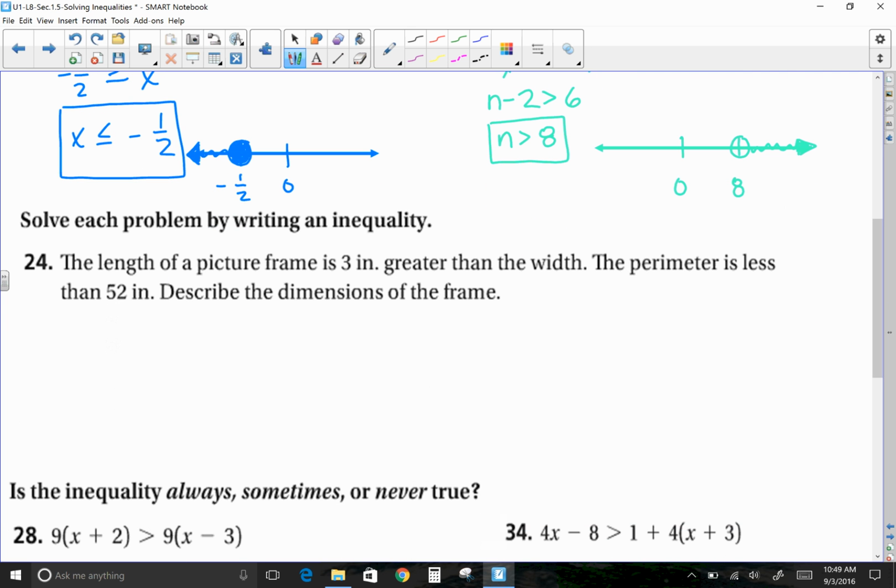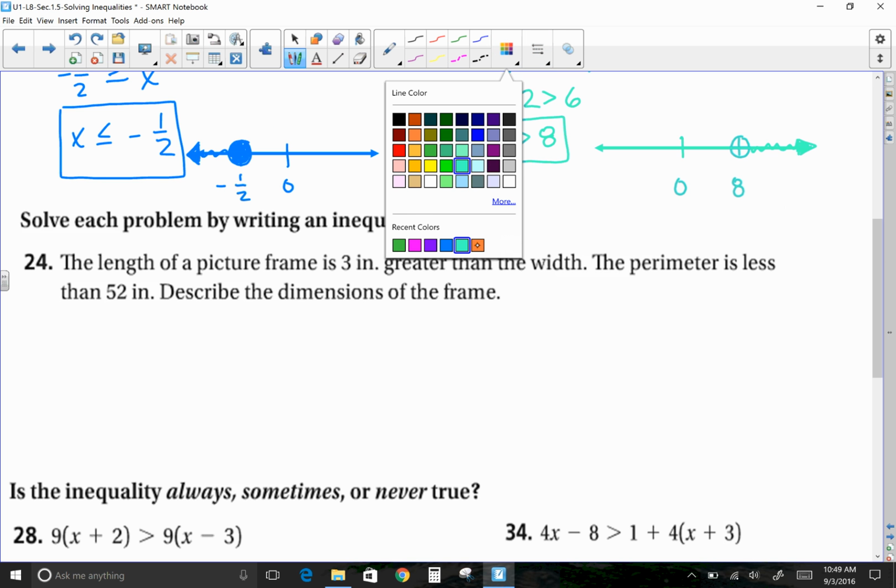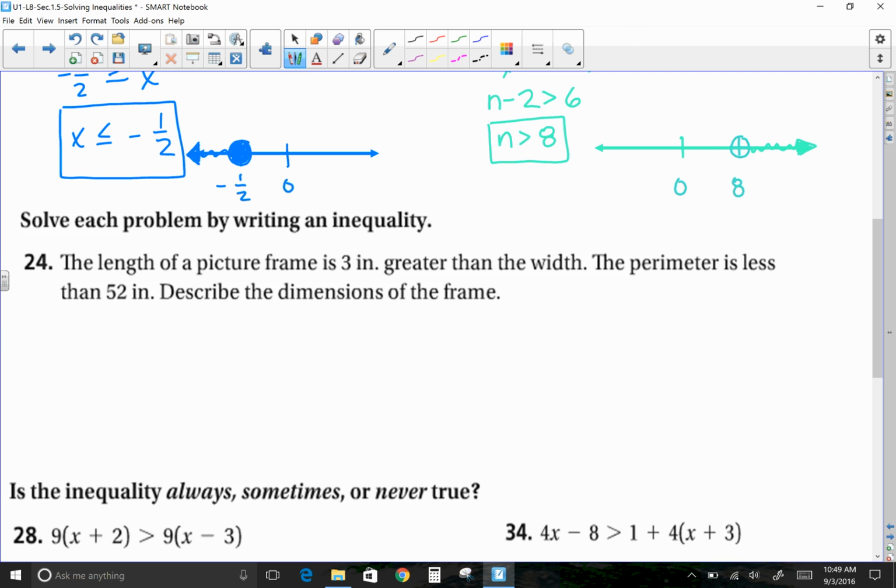So then we have a word problem, and we talked about in class, one of the good strategies, I think, for doing a word problem, is to draw a picture, okay? Read it. I have to read it multiple times. So I've read this problem many times, but a lot of times when it comes a new problem, I read it many times to understand what they're asking me. The length of a picture frame is 3 inches greater than the width. The perimeter is less than 52 inches. Describe the dimensions of the frame.